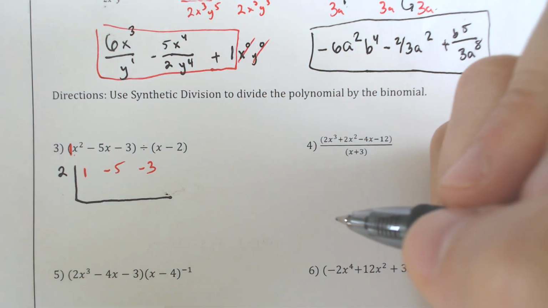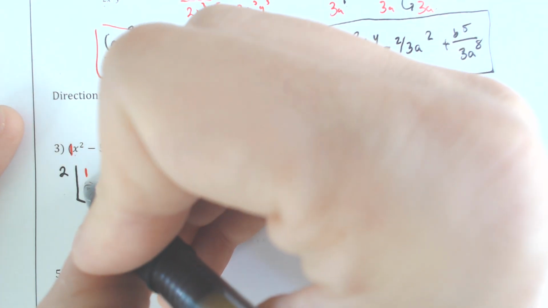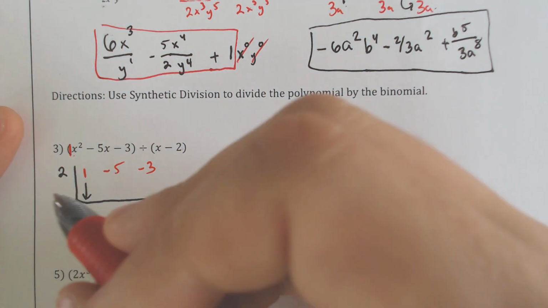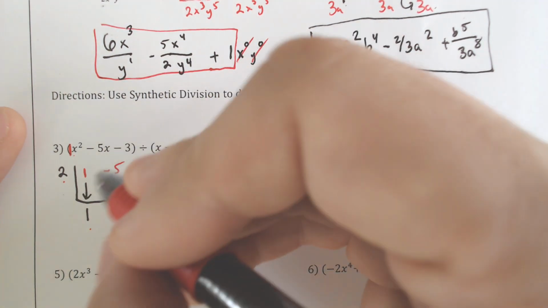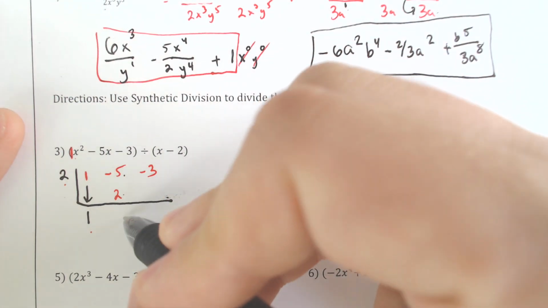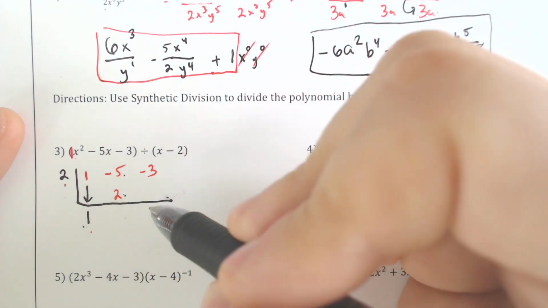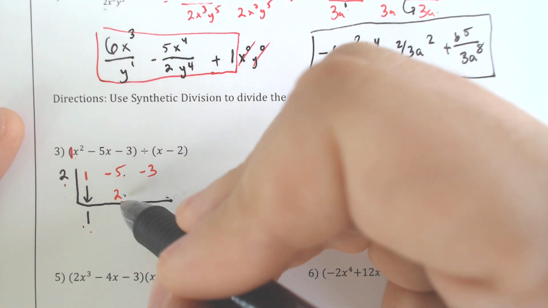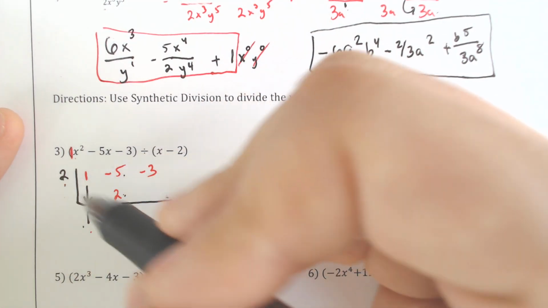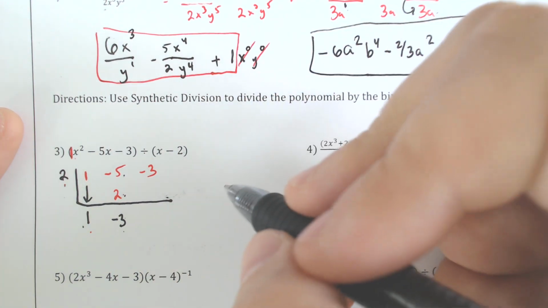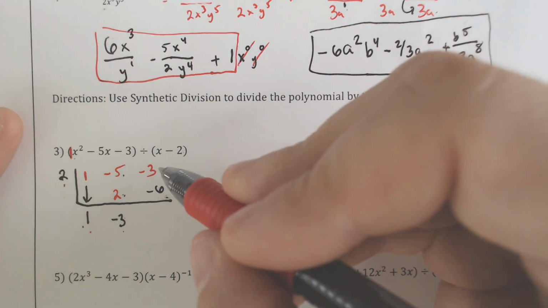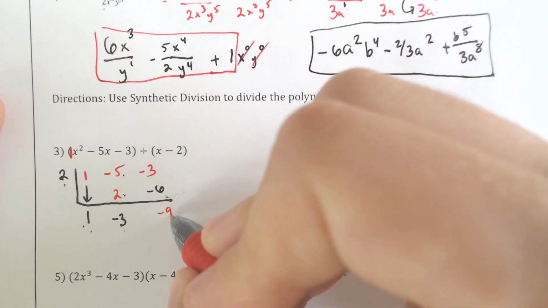All right, so here's how you do the synthetic division. Whatever the first number is, always just drops down. So that's going to be a 1. We end up multiplying the 2 and the 1 together to get 2. Then we add straight down. So we multiplied 2 times 1 to get 2. We add straight down. -5 and 2 make -3. Multiply 2 times -3. The process starts again. You get -6. Add straight down. -3 and -6 makes -9.